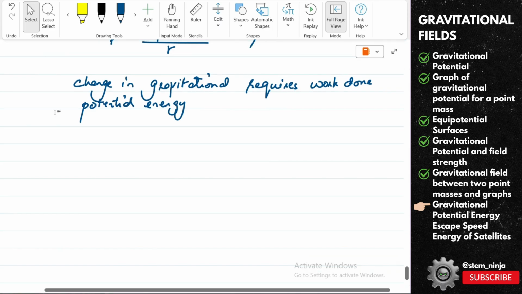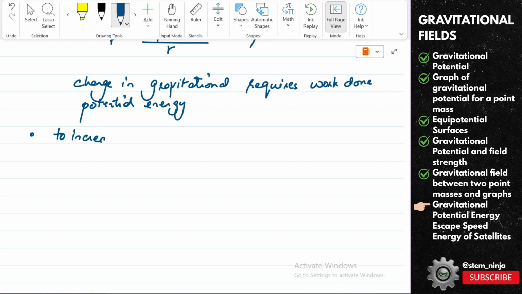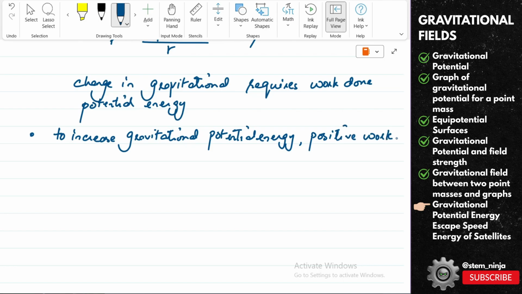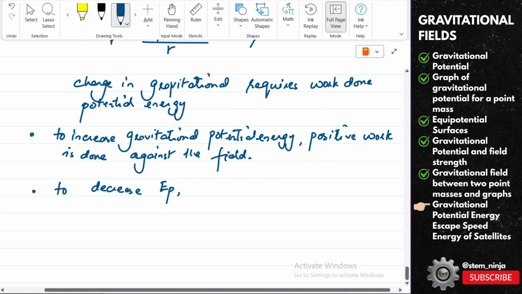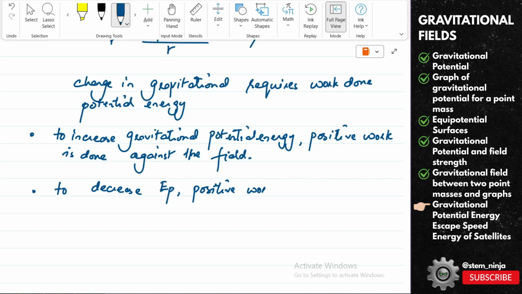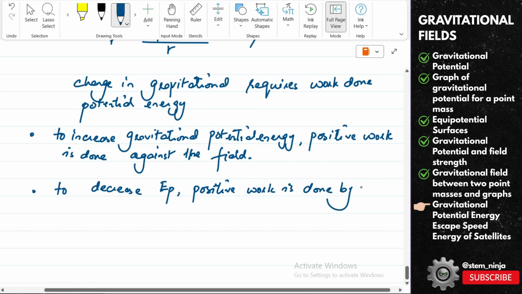Okay. Further clarification: to increase the gravitational potential energy, work is done against the field. You can say positive work done is against the field. Work is done against the field. And to decrease potential, I'm going to write it as EP. You can say positive work done is against the field, or negative work done is against, you can say the positive work done is done by the field. So positive work is done by the field.